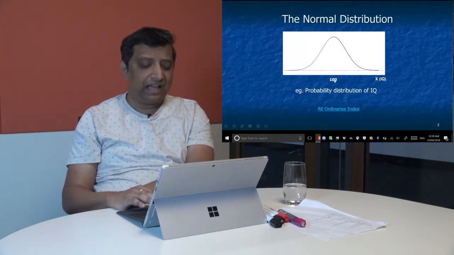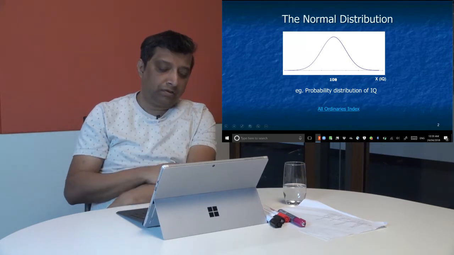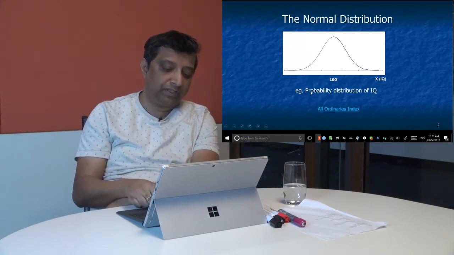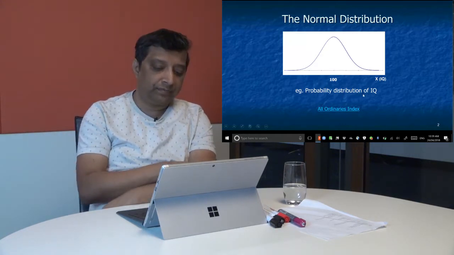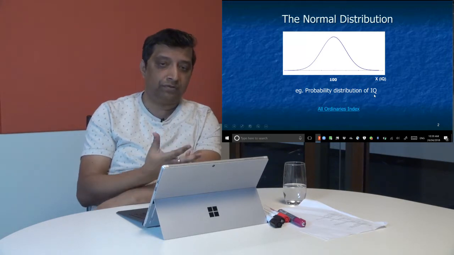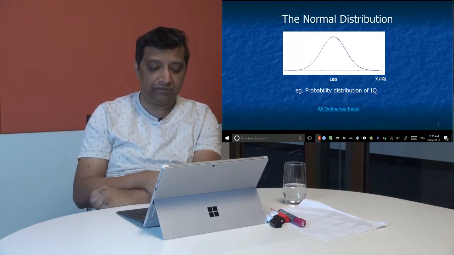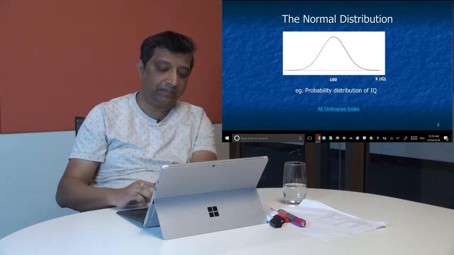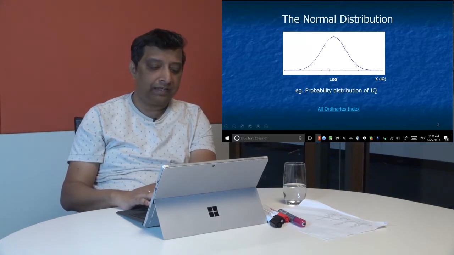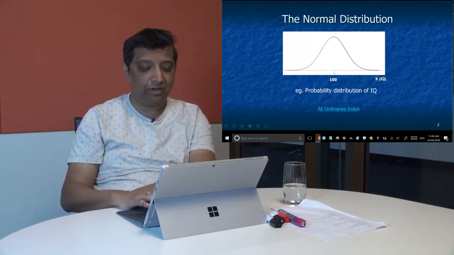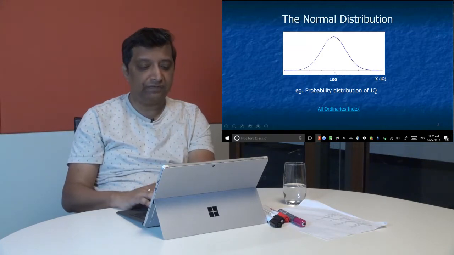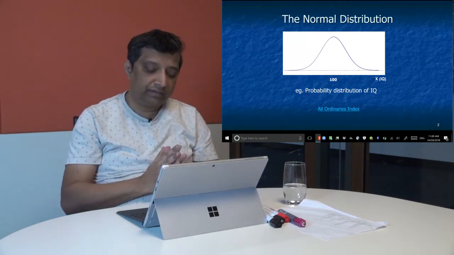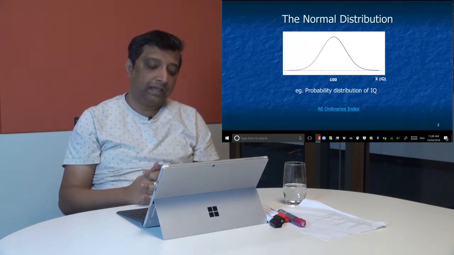Many things in life follow a normal distribution, or apparently a normal distribution, or quite close to a normal distribution. For example, the probability distribution of IQs, or intelligence quotient, a score you can obtain by taking an IQ test, has been found to be quite normally distributed in the population. Okay, so in this case, for example, an IQ score of 100 is right in the middle of the normal distribution, so you can say that that's the mean of the distribution, or the median, because for a normal distribution, the mean and the median are exactly the same.